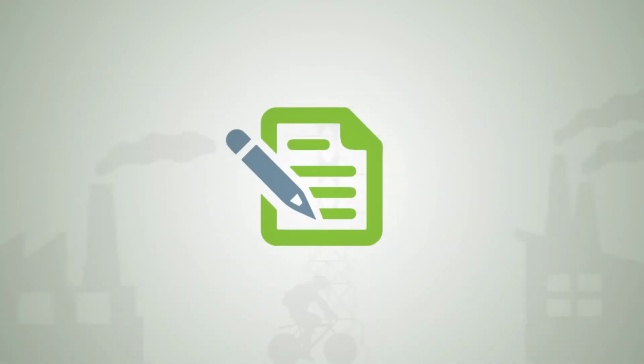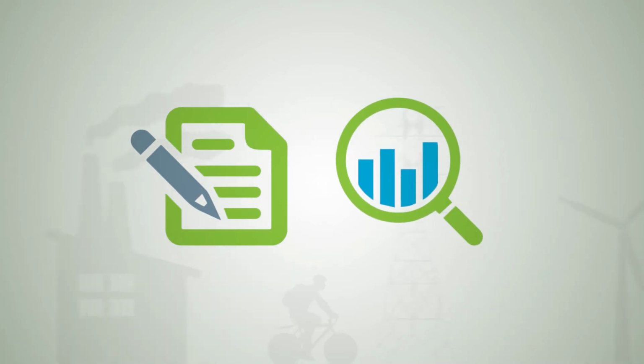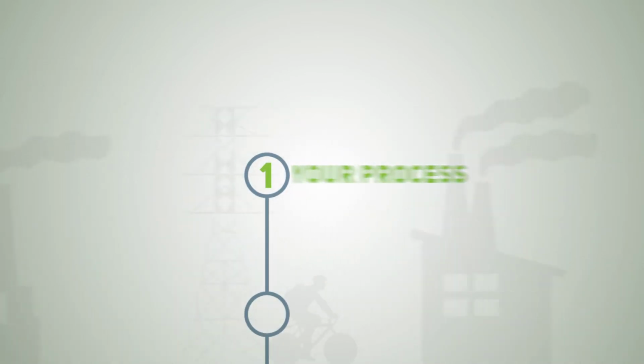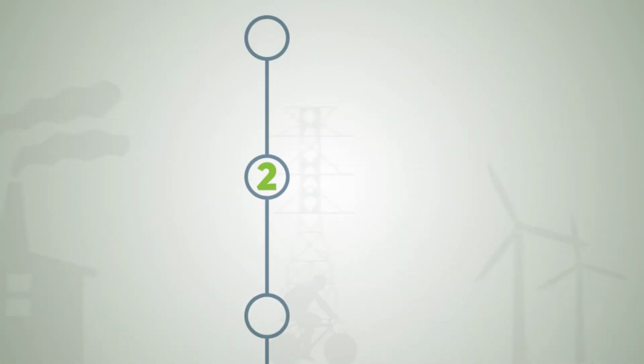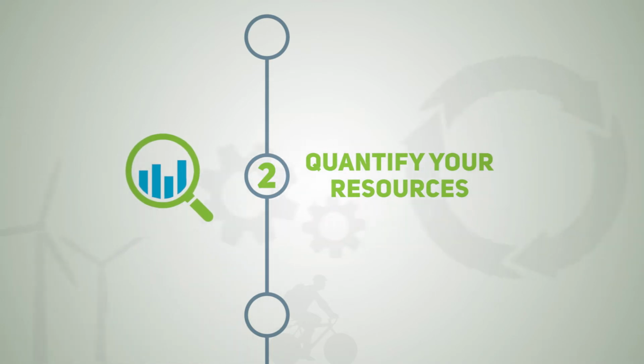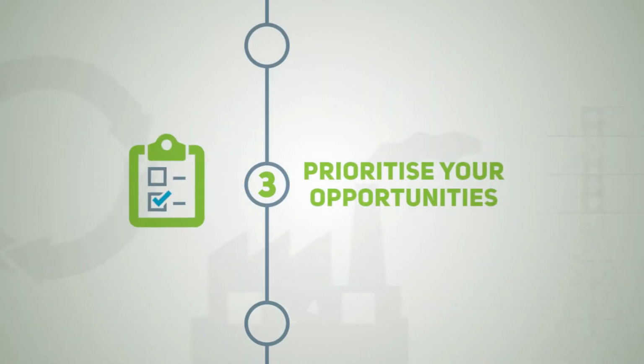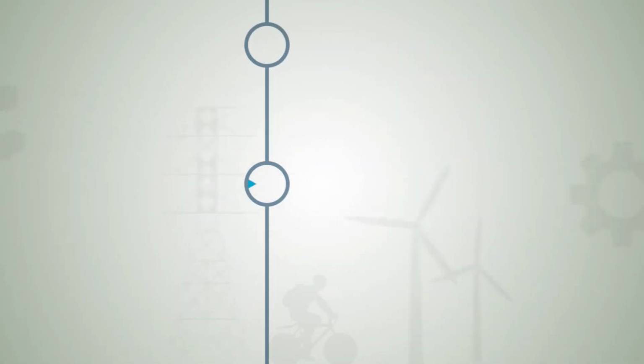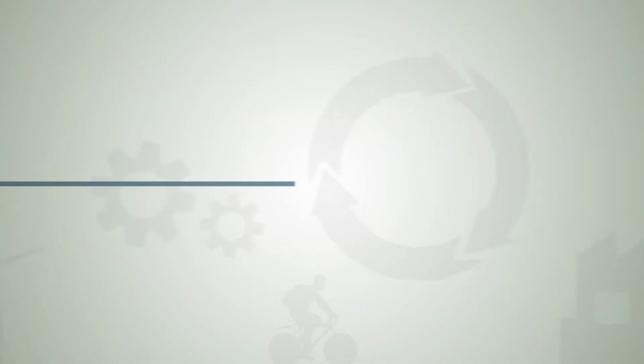Use the following 3-step approach to identify synergy opportunities in your resource pool or production process. Step 1. Map your process. Step 2. Quantify your resources. Step 3. Prioritize your opportunities. Let's take a more detailed look at each of these steps.